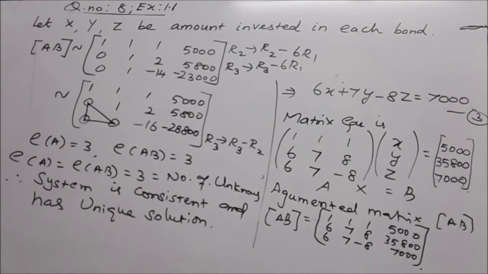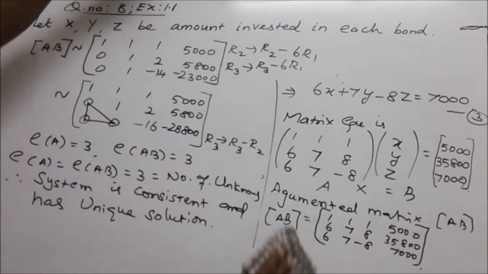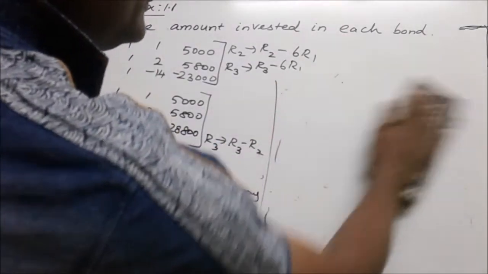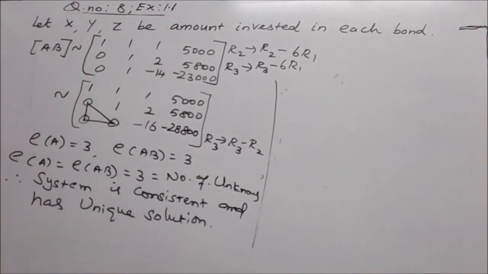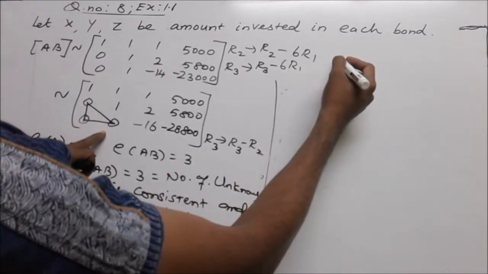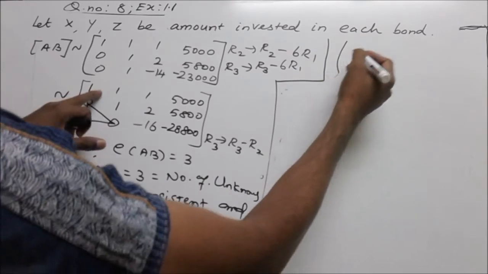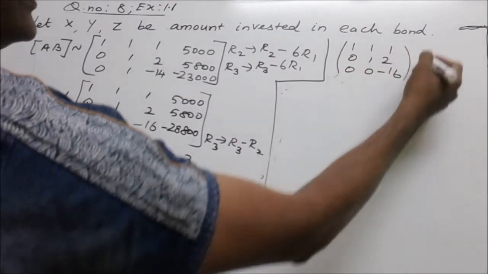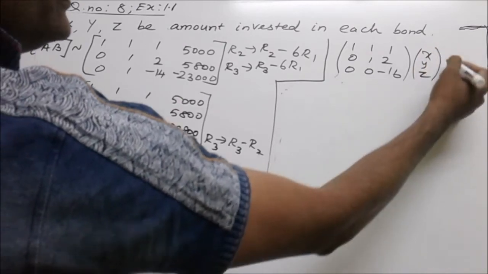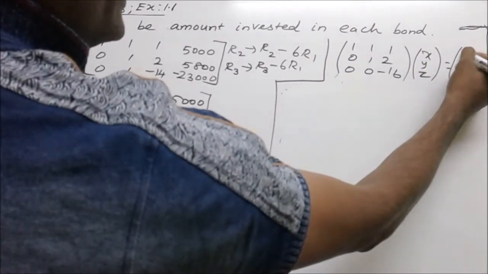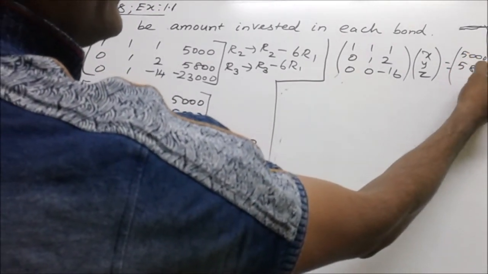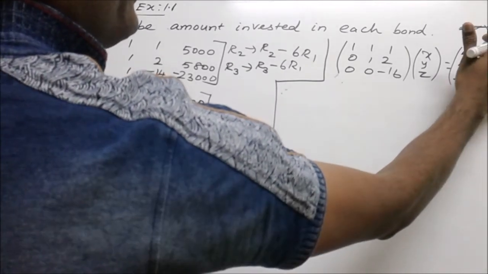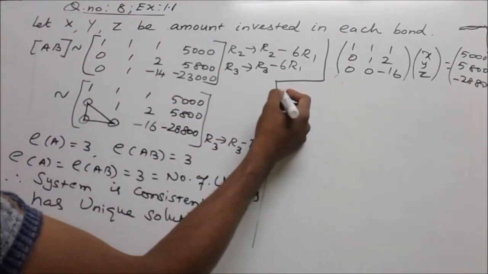To find this unique solution, again we reform this equivalent matrix into matrix form. The corresponding matrix form of the last equivalent matrix is the coefficient matrix 1, 1, 1, 0, 1, 2, 0, 0, minus 16, times x, y, z, which is equal to the constant matrix 5000, 5800 and minus 28,800, which implies there are three equations.